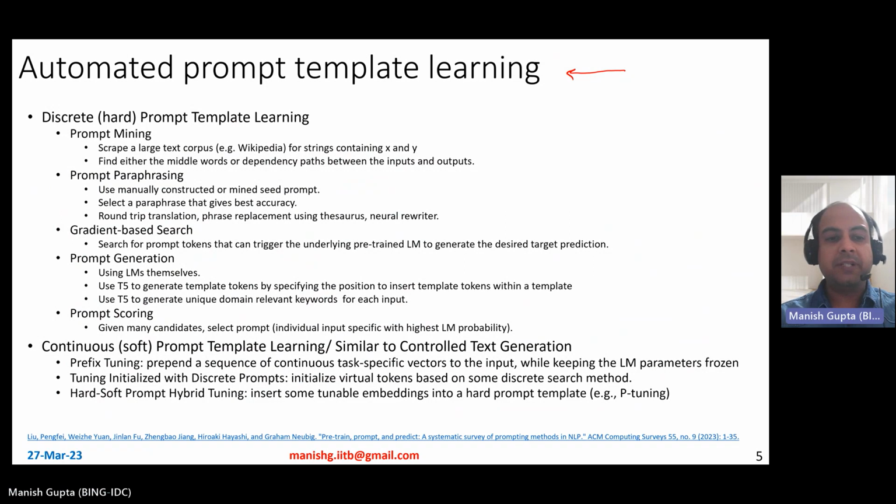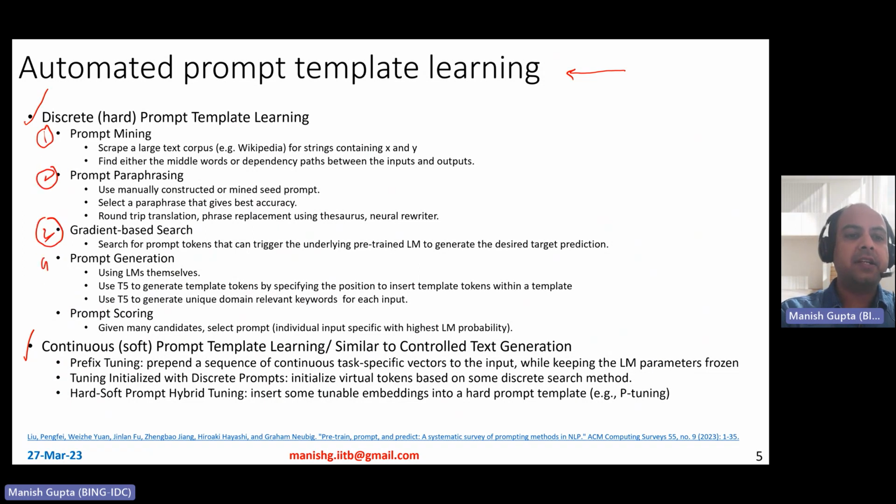So automated prompt templates could be discrete or continuous. Discrete prompts basically mean hard prompts. They are natural language words. Continuous prompts mean soft prompts. They are essentially embeddings, right? So they're not human readable. They're not natural language words. Okay. So discrete prompts, how do you create them, right? There are 5 interesting ways of creating discrete prompts: prompt mining, prompt paraphrasing, gradient-based search, prompt generation, and prompt scoring.